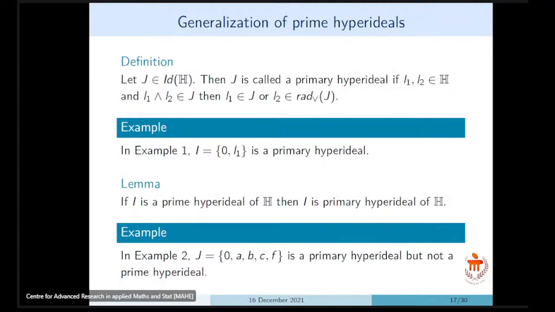Next, using the concept of radical, we will give one more generalization of prime hyperideals, that is, primary hyperideal. Here, if we take two elements L1 and L2 such that L1 meet L2 belongs to J, then the condition for a primary hyperideal is that L1 belongs to J or L2 belongs to the radical of J. From the definition itself, we can observe that every prime hyperideal is a primary hyperideal.